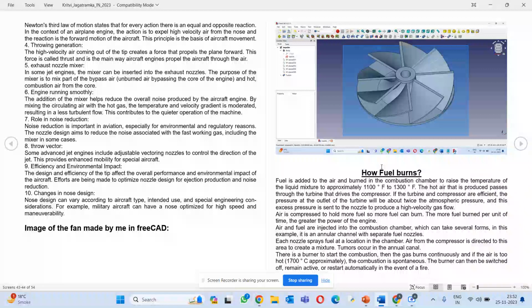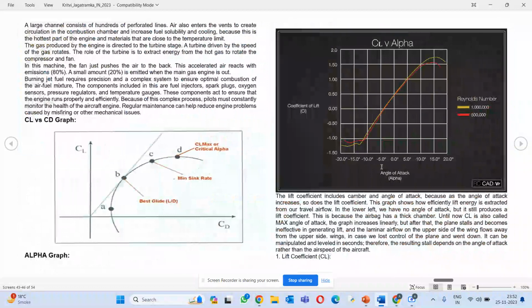Now let's discuss the relation between CL and alpha graphs. These graphical representations are fundamental in understanding the aerodynamic characteristics of an aircraft and play a key role in its performance. The climb graph, denoted as CL, illustrates the relationship between lift and drag at various angles of attack.